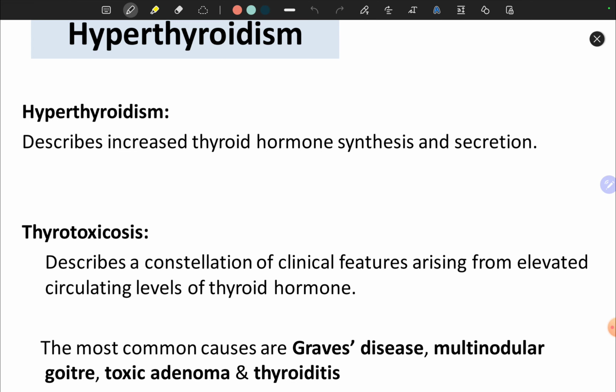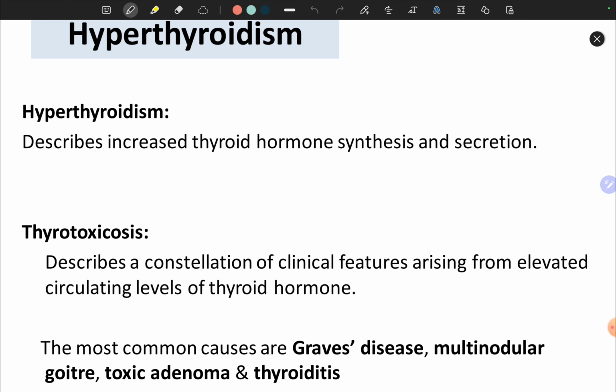It can be caused by Graves' disease, in which the gland is secreting more hormone, or multinodular goiter. We have several goiters, several nodules in the thyroid gland. They are secreting thyroid hormones regardless of the normal feedback mechanism we have. In cases of multinodular goiter, the nodules do not follow the normal feedback mechanism, so they secrete hormone regardless of the TSH level.